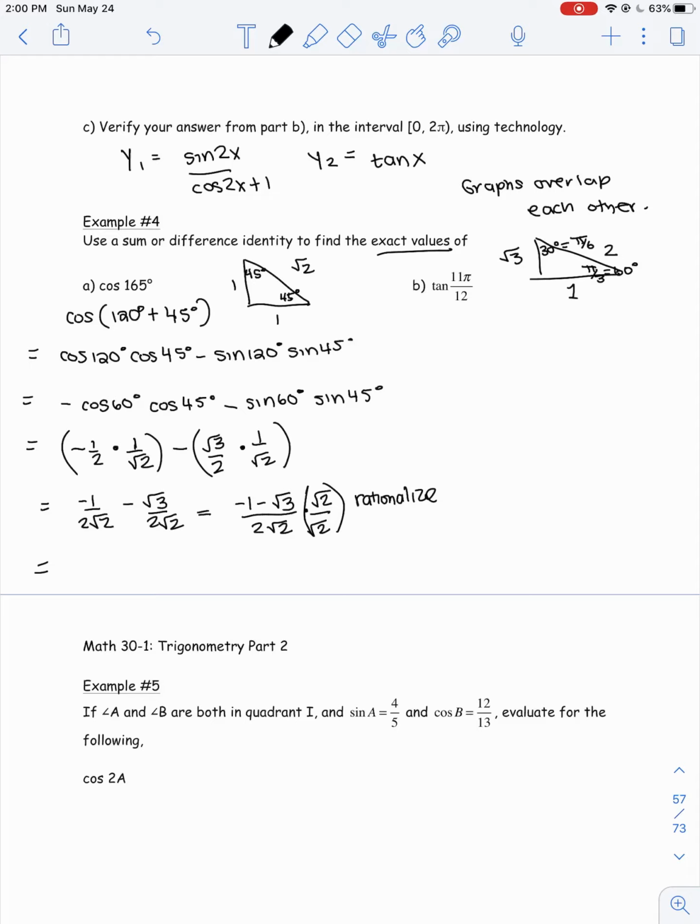So that's going to give me, when I distribute that root 2, negative root 2 minus root 6 over 2 times 2, which is 4. Okay, so I would leave it like this because you can't put unlike radicals together. So root 2 and root 6 cannot be combined. So that would be my final answer.